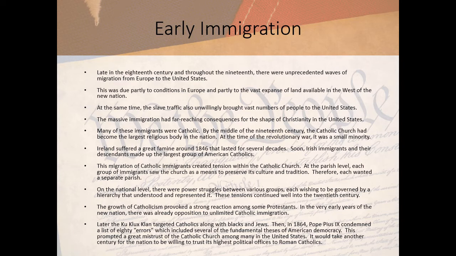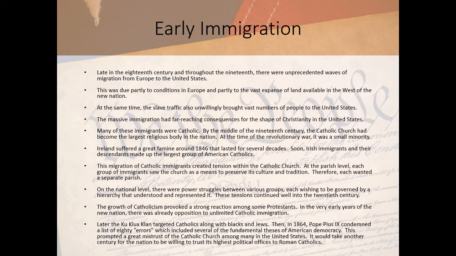Then in 1864, Pope Pius IX condemned a list of 80 errors, which included several of the fundamental theses of American democracy. So this Pope comes out and basically trashes a bunch of the foundational elements that created our nation. And it doesn't make people love the Catholic Church anymore. This prompted a great mistrust of the Catholic Church among many in the United States. It would take another century for the nation to be willing to trust its highest political offices to Roman Catholics.